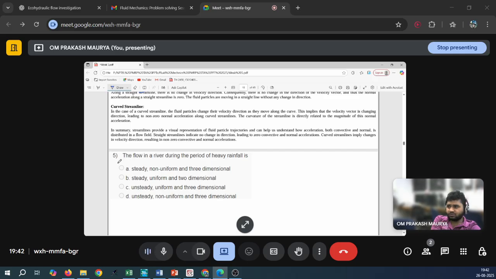Now the next question is: the flow in a river during the period of heavy rainfall. This is a practical question. The flow in a river during the period of heavy rainfall. Option A, steady, non-uniform and three-dimensional flow. Option B, steady, uniform and two-dimensional. Option C, unsteady, uniform and three-dimensional. Option D, unsteady, non-uniform and three-dimensional. So which option will be correct?